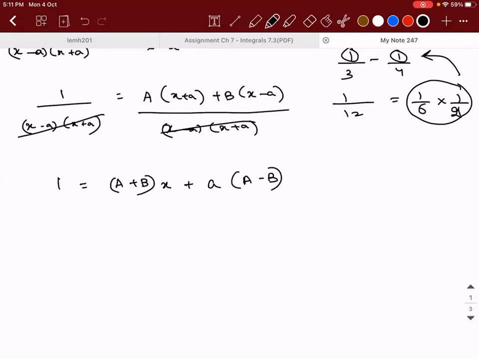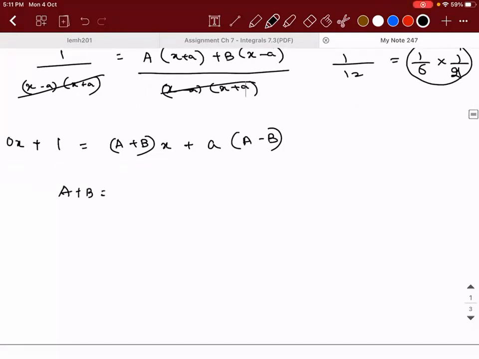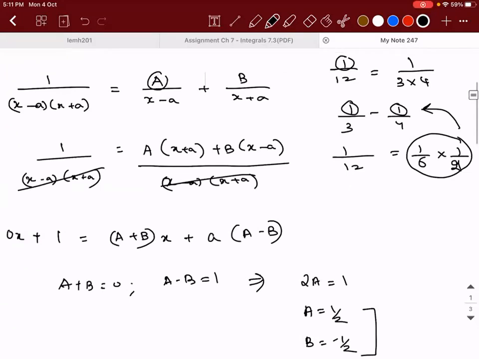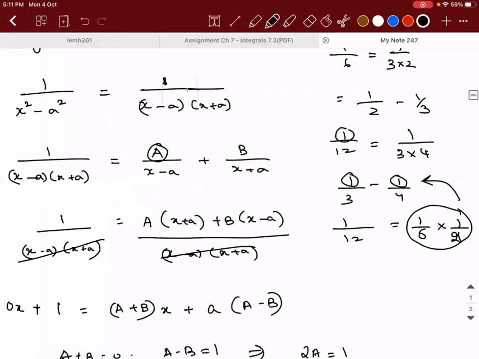Yes, sir. So if I compare both sides, 0x plus 1 is what I can write 1 as. Then I can say A plus B is 0 and a into A minus B is 1. So if you solve this, you will get 2aA is equal to 1 and A is equal to 1 by 2a and B is equal to minus 1 by 2a. Okay.